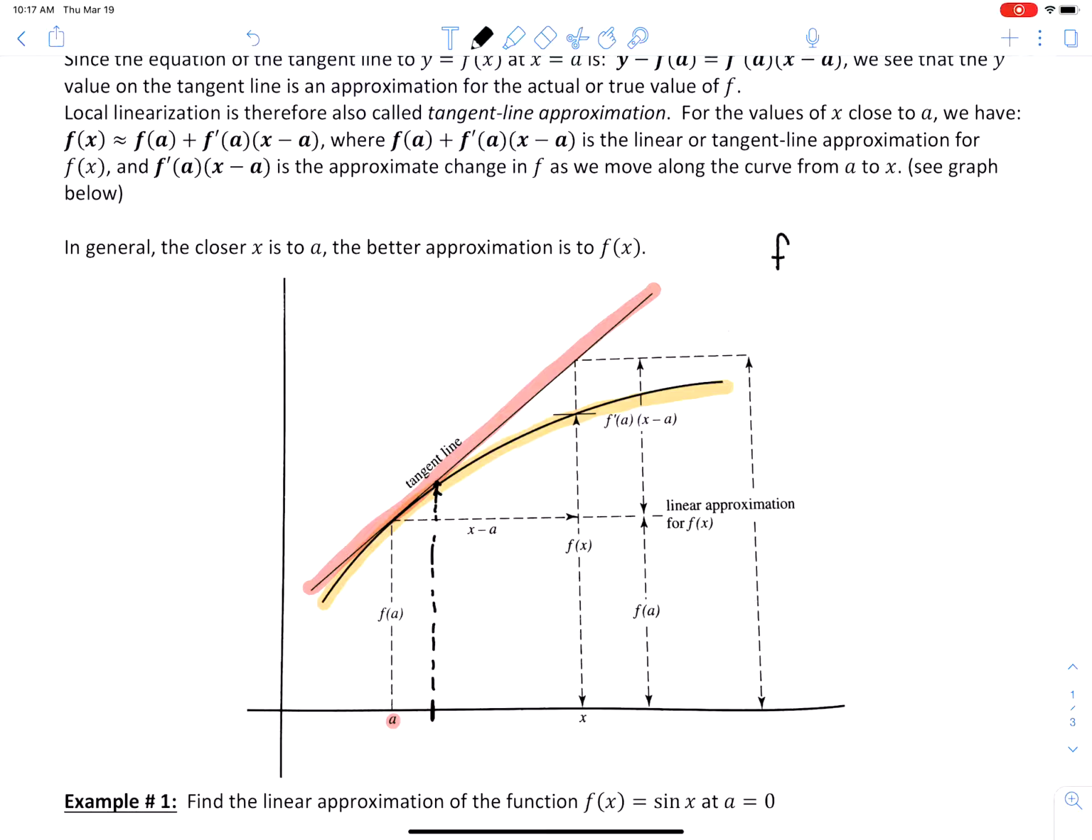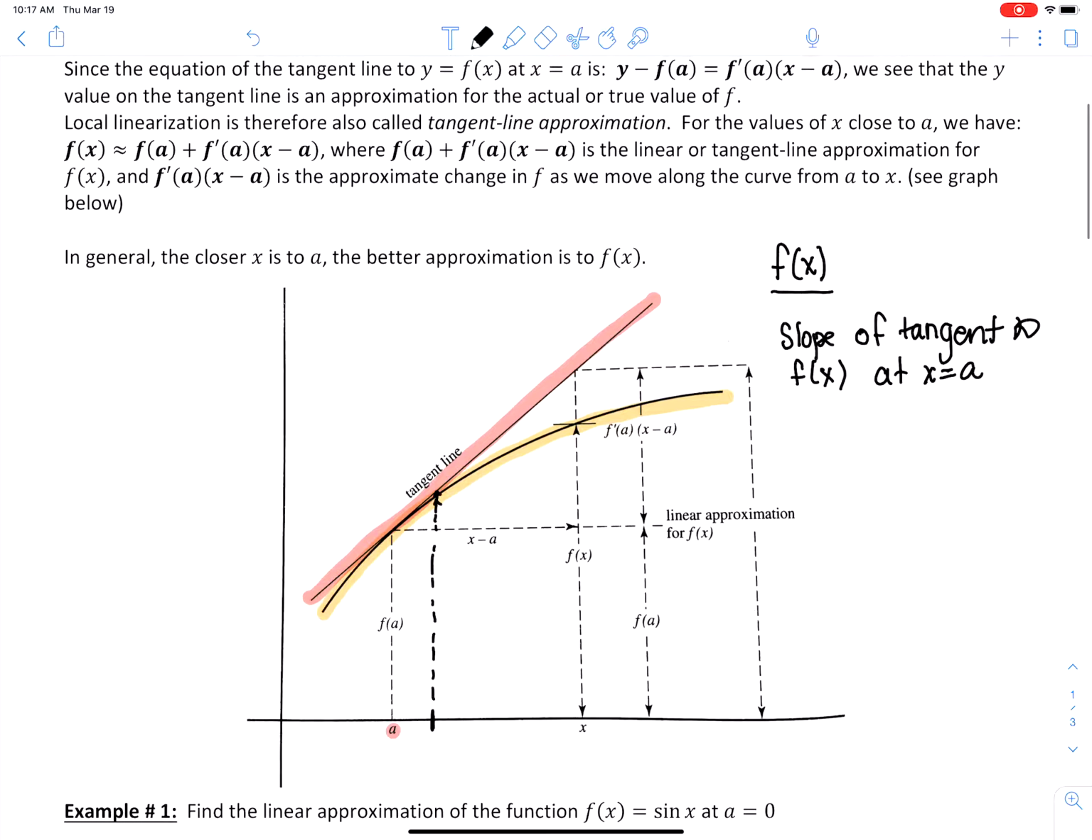So here's my function f of x. I'm interested in finding the slope of the tangent to my curve at x equals a. So I would take the slope, which is represented by the derivative at x equals a. And then I would write my line. My point is a, f of a, y minus my y coordinate of my point equals my slope, which is f prime of a, times x minus the x coordinate of my point.